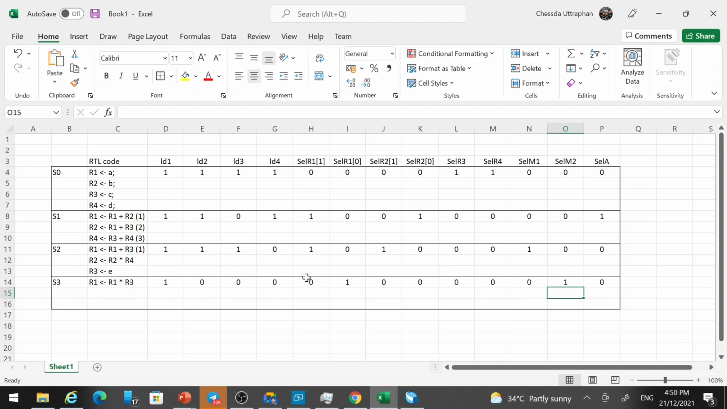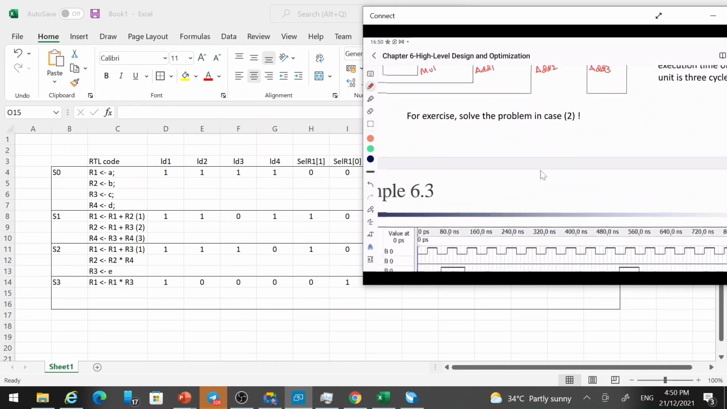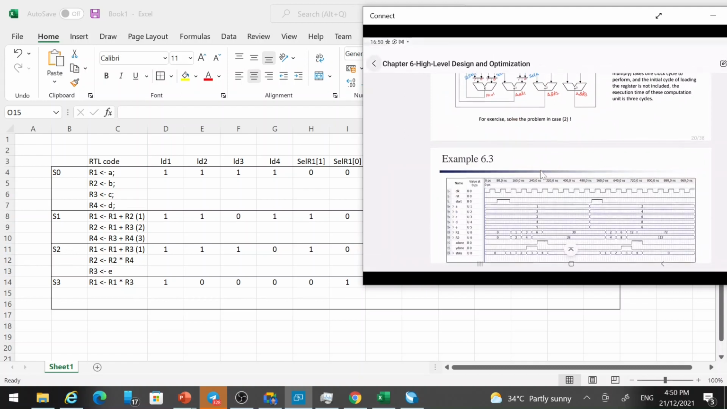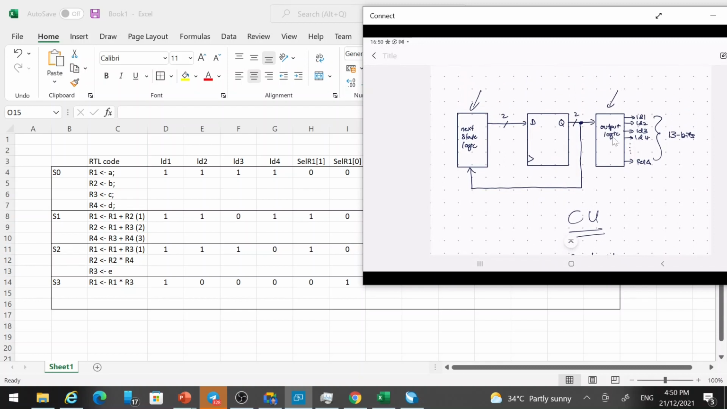Now we want to create the CU, and maybe you can try to do it on your own. Try to create the CU based on this CS table, because to create the CU, you need to have this CS table, right? The CU will be based on the circuit just now, and the output here will be based on the CS table here, right?